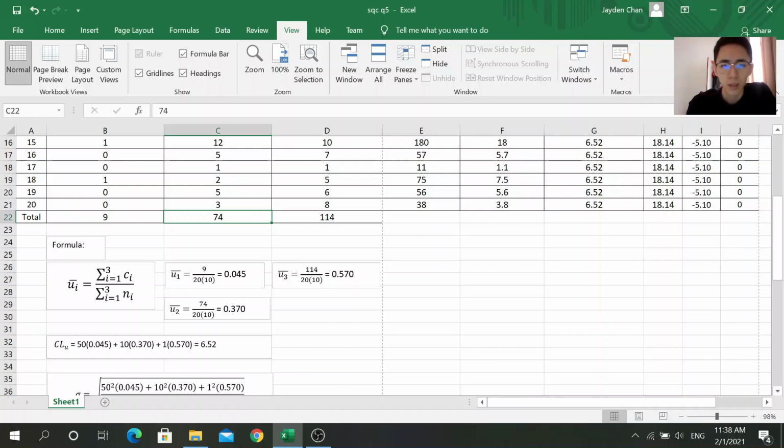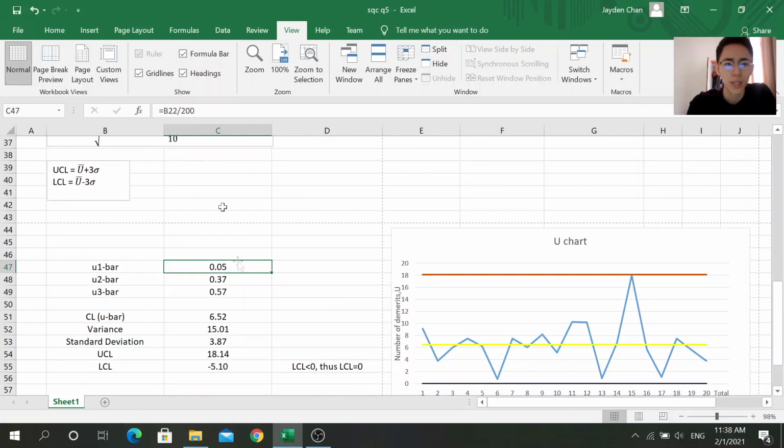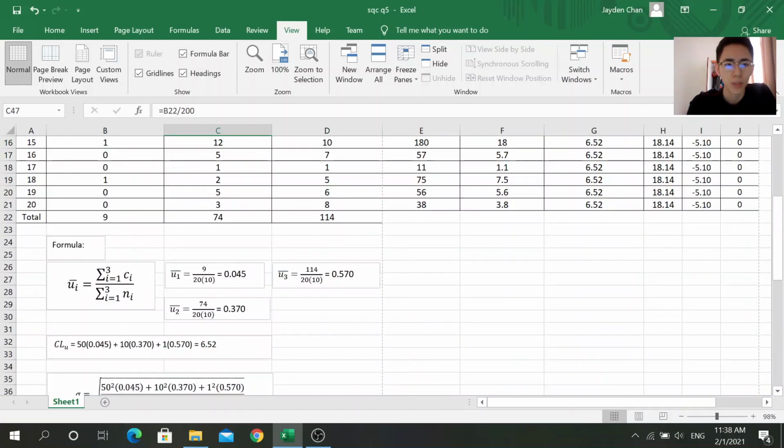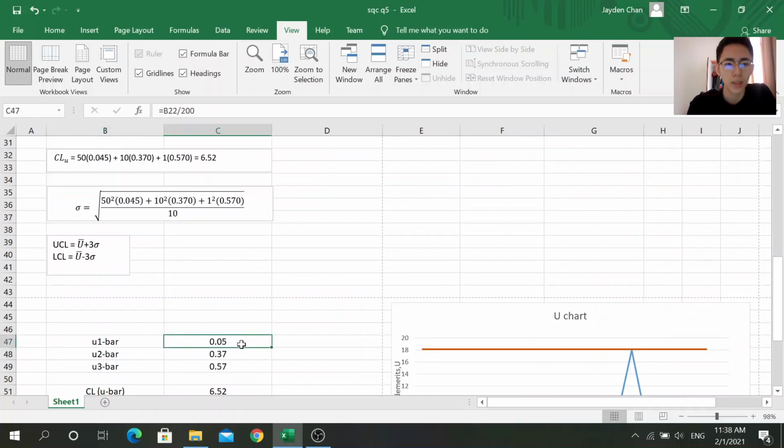And then for U3 we use 114 divided by 20 times 10, and we get 0.570. Then we can look at how to use Excel. We just use row B22 here, and then we divide it by 10, divided by 20 times 10, and by that we can get it here.